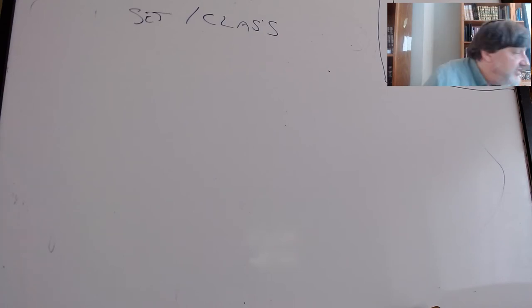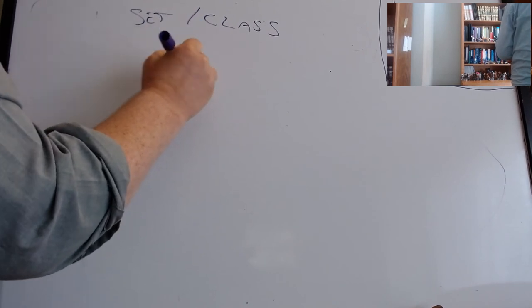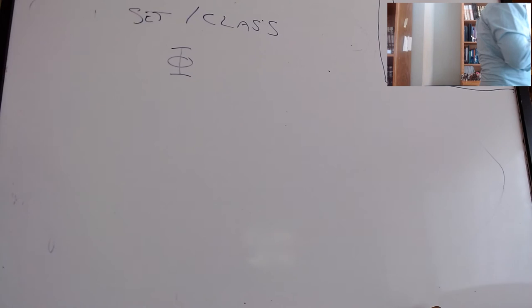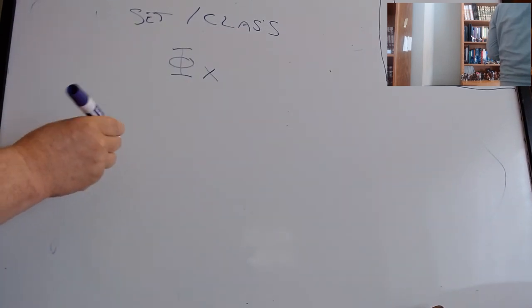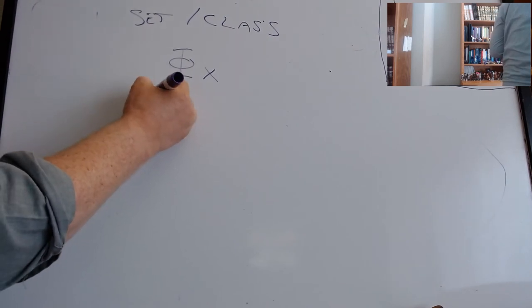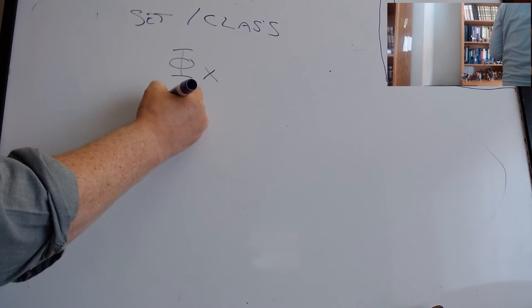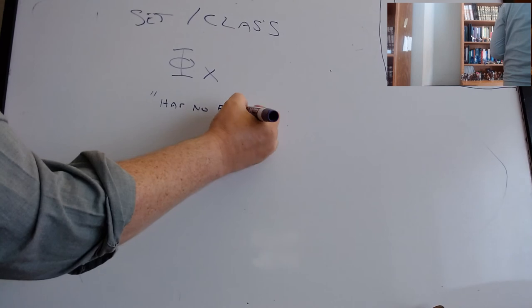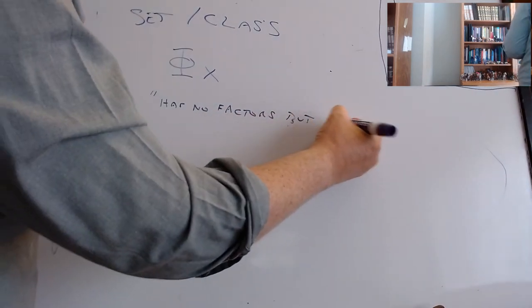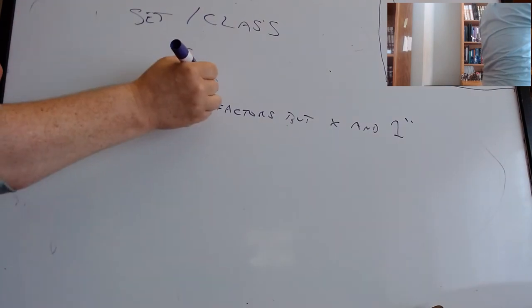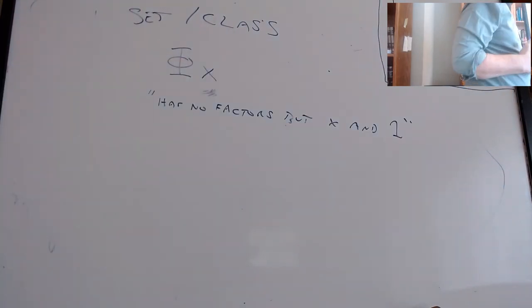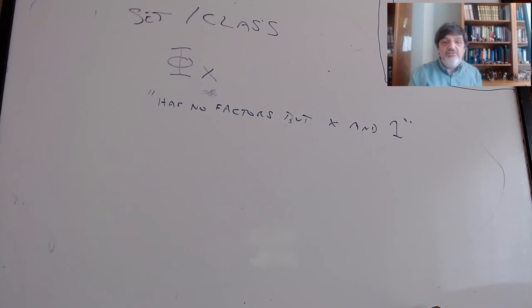So the description is going to be something, and I'm going to use the symbol uppercase phi to stand for it. The description is going to be something that you could say about something. So you can say it about, let's say, x. An example of a description is: has no factors but x and 1. This is what phi x might mean. So phi x means x has no factors but x and 1.